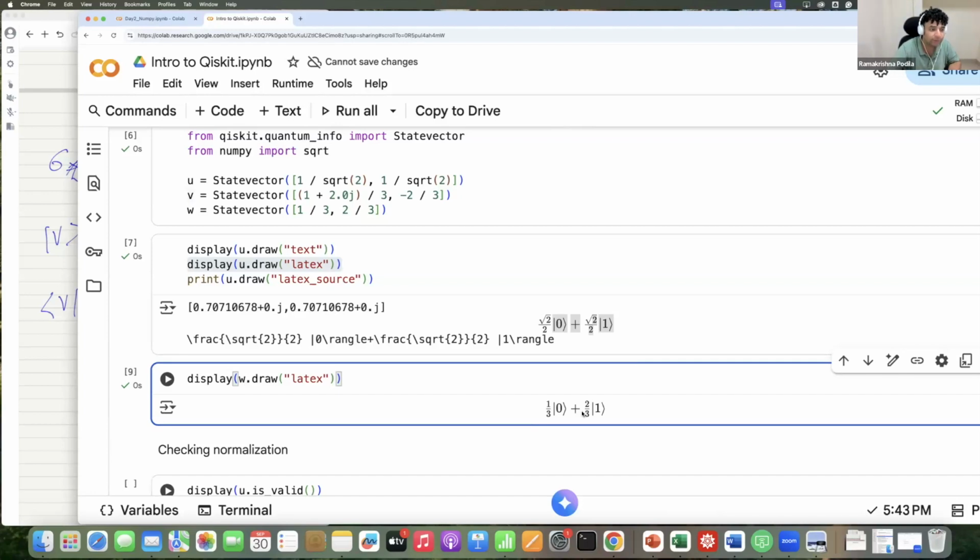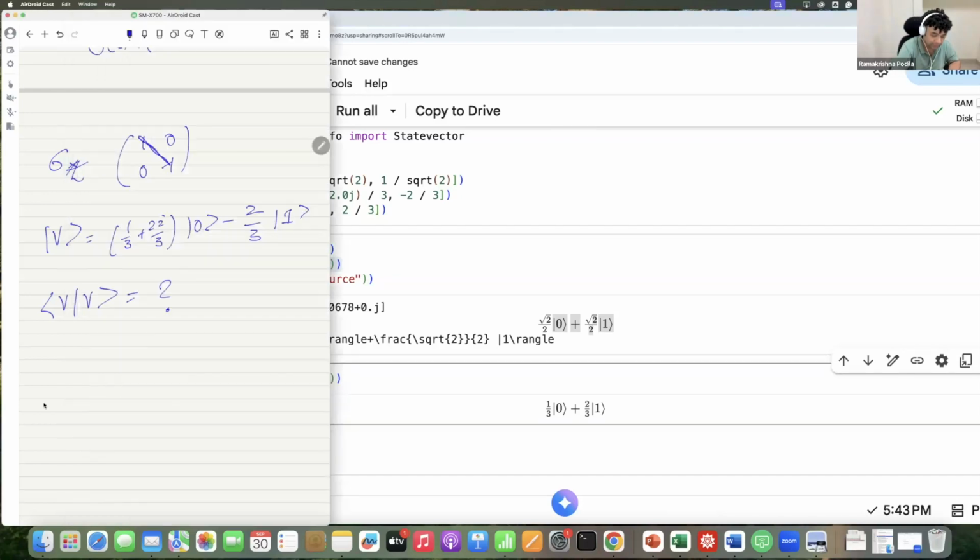So when I draw W, this state, right? This is W, and this should not be normalized. So the W we have is 1/3 |0> plus 2/3 |1>. If I did W times W, then I would get 1 over 9 plus 4 over 9. Then this would not be equal to 1, right? Are you able to see that? So then this is not normalized.